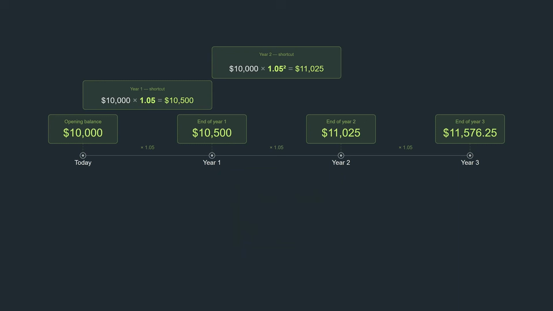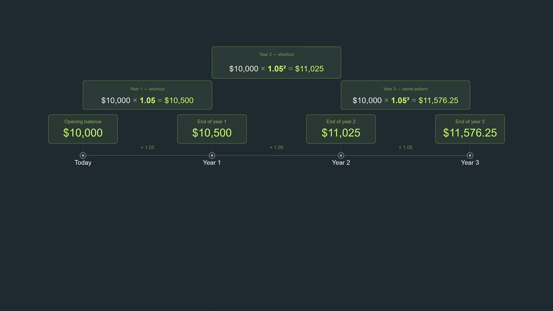And we don't need to walk through the full substitution again for year 3. We would simply multiply by 1 plus the interest rate one more time. So the total becomes the original principal multiplied by 1 plus the interest rate raised to the power of 3. And with our numbers, $10,000 multiplied by 1.05 to the third equals $11,576.25. Again, the same figure we calculated manually.